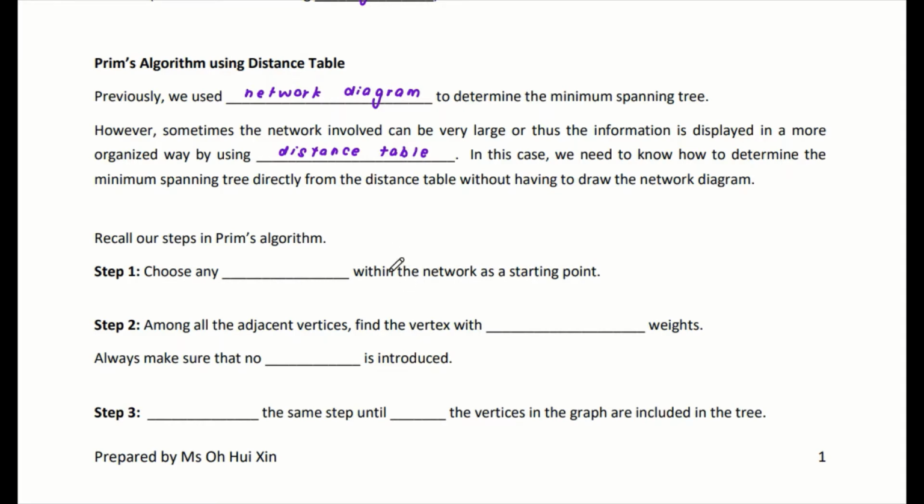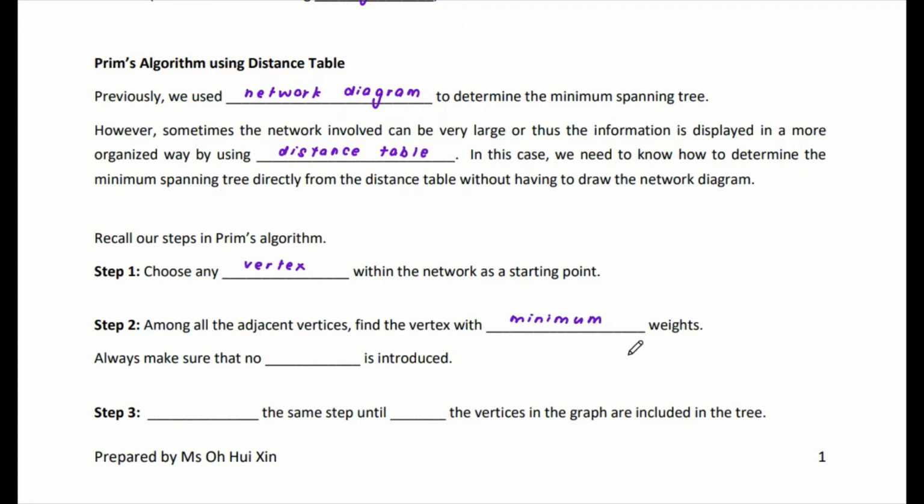Before we look at the steps for applying Prim's in a distance table, let's recall the steps in Prim's algorithm first. Remember that Prim's algorithm is the method of choosing the vertices, right? So step one, we choose any vertex to start. What we found out in our previous lesson is that no matter which vertex you start from, at the end you are still going to get the same solution. So you can pick any that you want. Among all the adjacent vertices, you are going to find the vertex that has the minimum weight.